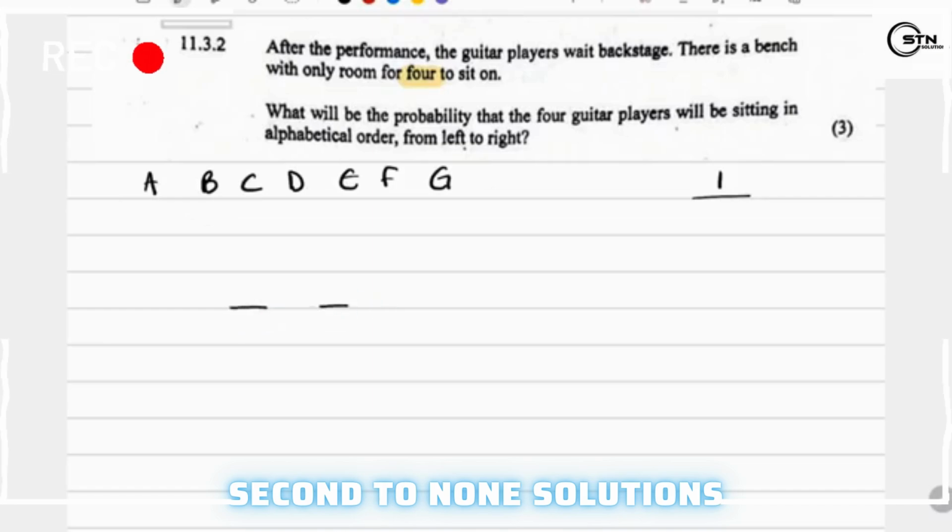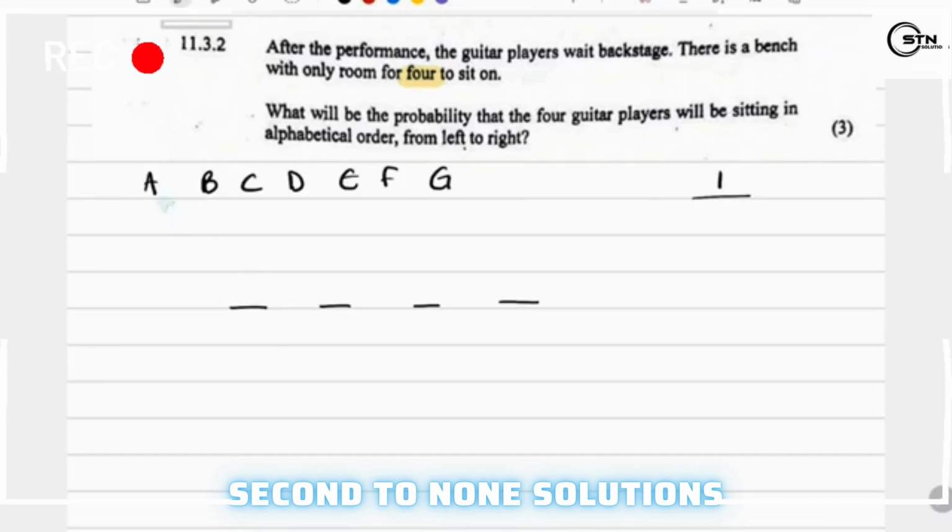Now there are only 4 places to sit at. Let's think about it like this. So let's think about the first place. What are the choices that we have for the first place? Well, the choices that we have is that we have 7 different guitar players. Now, any one of them could be seated in this first place.